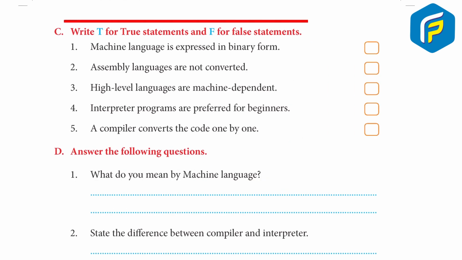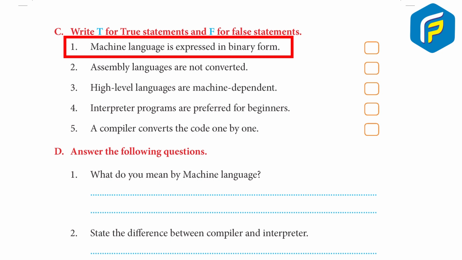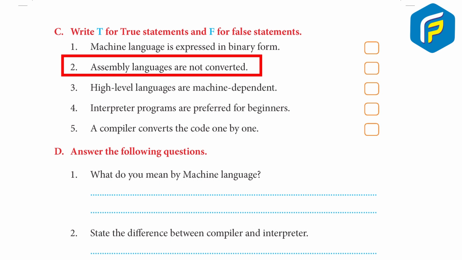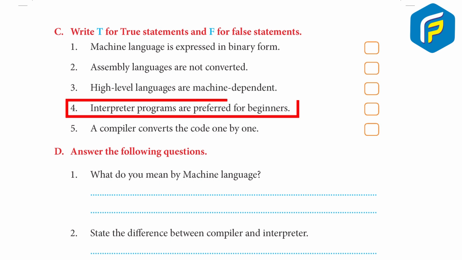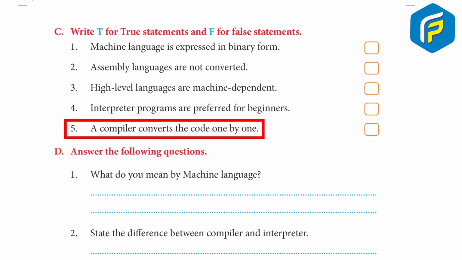C. Write T for true statements and F for false statements. 1. Machine language is expressed in binary form. Answer: true. 2. Assembly languages are not converted. Answer: false. 3. High-level languages are machine dependent. Answer: false. 4. Interpreter programs are preferred for beginners. Answer: true. 5. A compiler converts the code one by one. Answer: false.